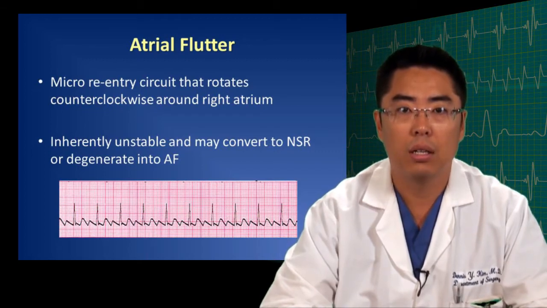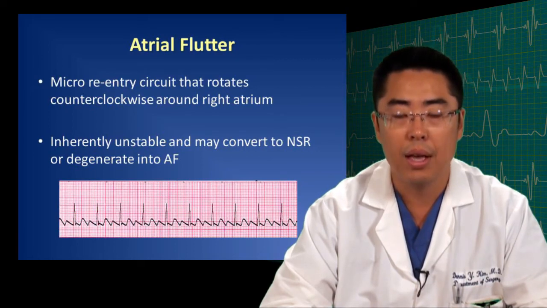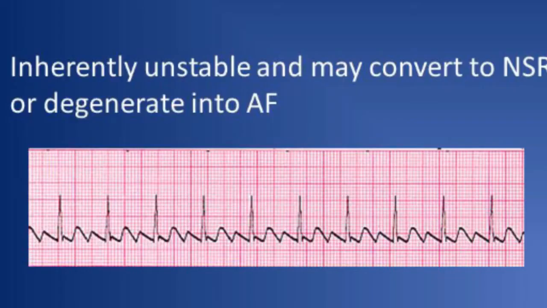Atrial flutter is the result of a micro reentry circuit that usually rotates in a counterclockwise fashion around the right atrium. It is an inherently unstable arrhythmia and may either convert to a normal sinus rhythm or degenerate into atrial fibrillation. Below, we see a rhythm strip which demonstrates a sawtooth pattern consistent with atrial flutter.